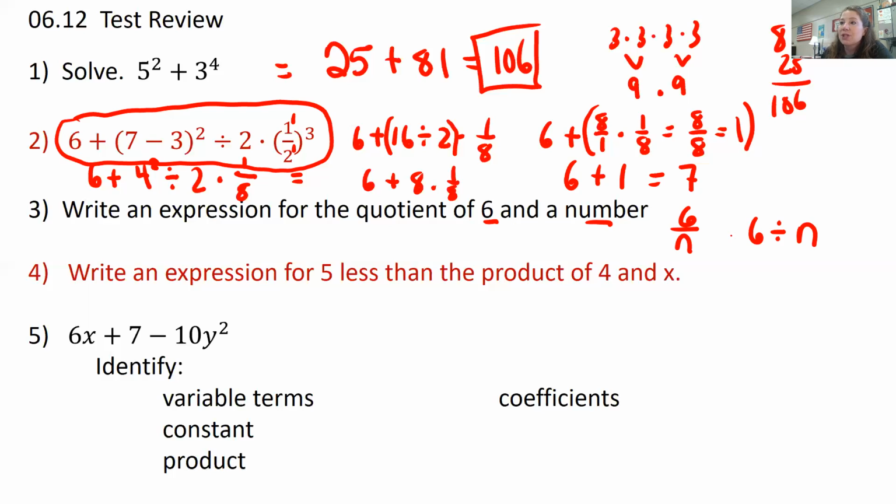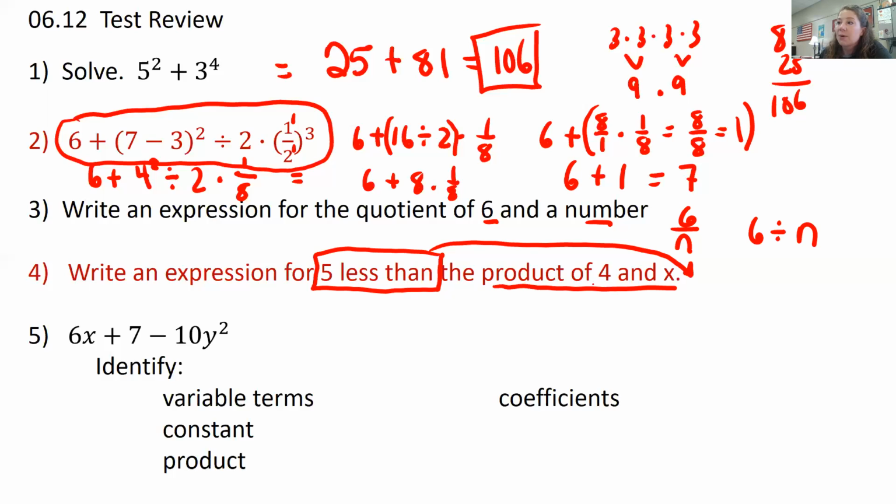Number 4, write an expression for 5 less than. This is one that's reverse order. You take the 5 and you stick it at the end, right? Reverse order, less than. So I'm going to start with the product of a number and 4. The product of 4 and a number, so product means to multiply, so 4 times x is 4x, and then 5 less than that. So that is my answer. That's the expression that goes with 5 less than the product of 4 and x.